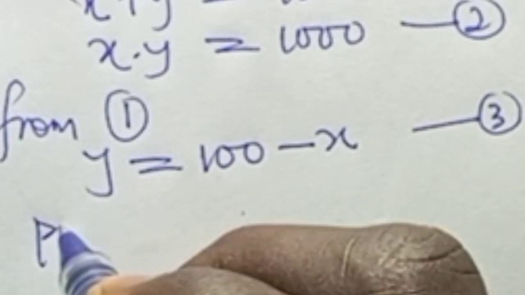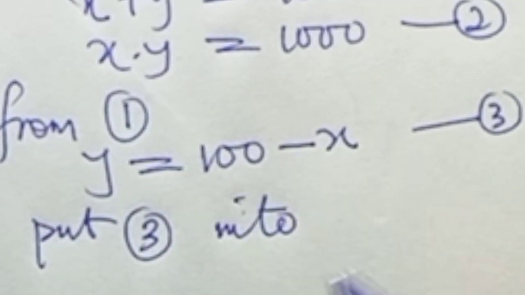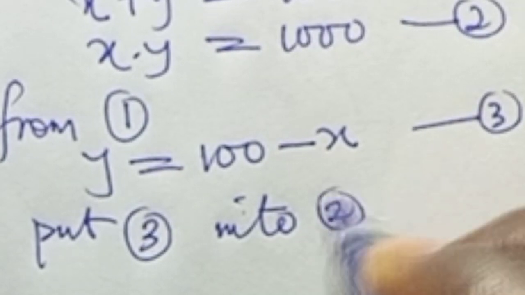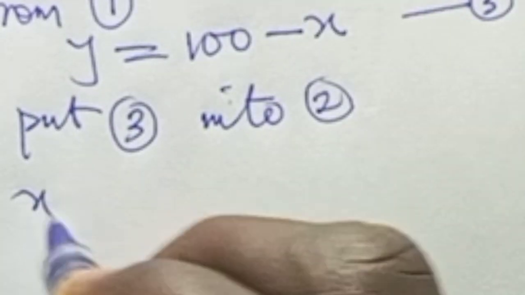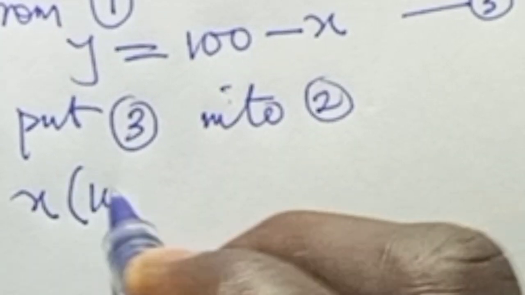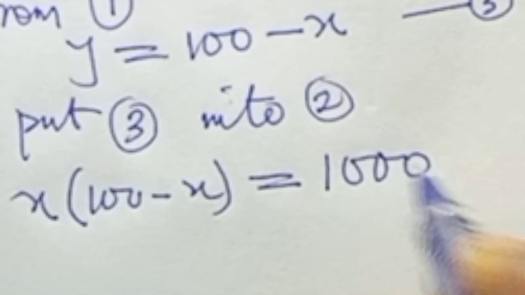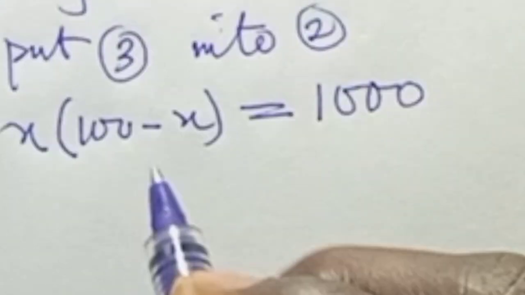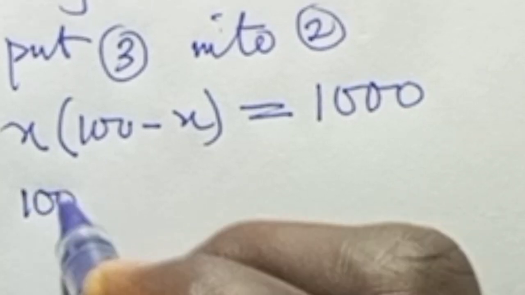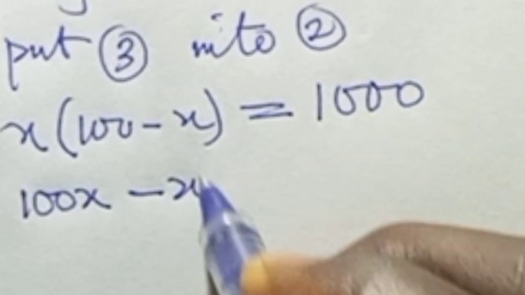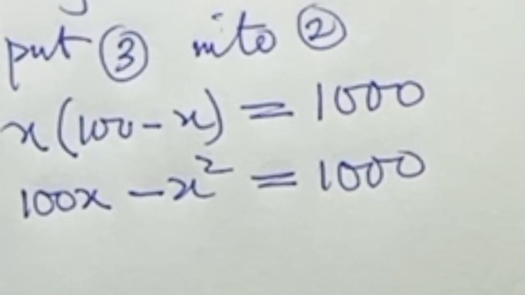So we're going to put equation 3 into equation 2, and our equation will become x times (100 minus x) equals 1000. If you open up the bracket, we have 100x minus x squared equals 1000.